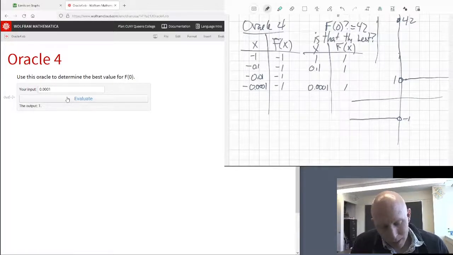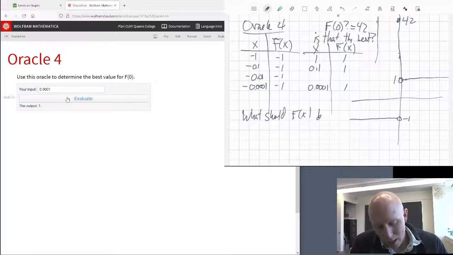So what should the function be? Well, should it be 0? Should it be 1? Should it be -1? I think maybe there's no good answer.